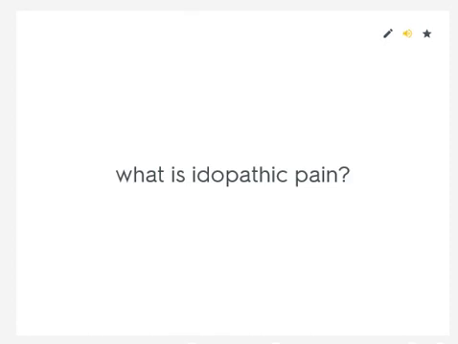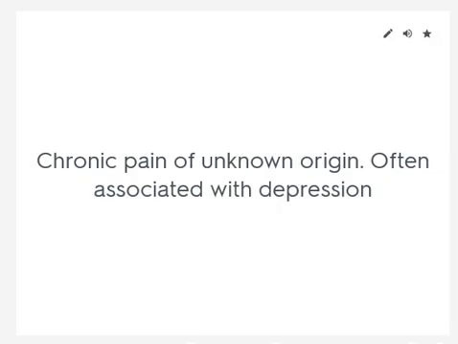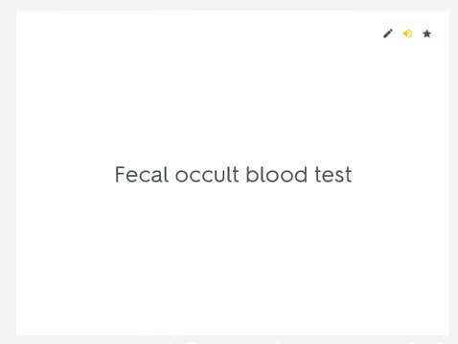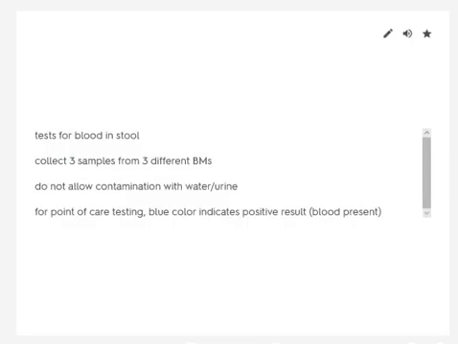What is idiopathic pain? Chronic pain of unknown origin, often associated with depression. Antidote for opioid: naloxone. Fecal occult blood test tests for blood in stool. Collect 3 samples from 3 different BMs. Do not allow contamination with water.